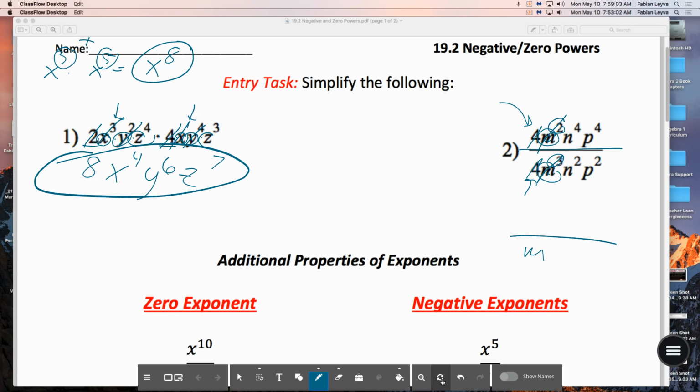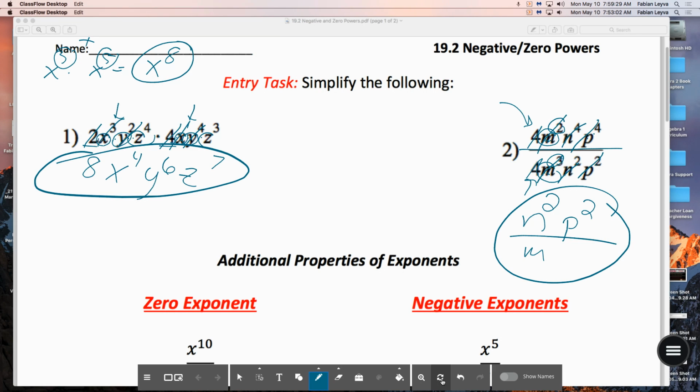And if you know that rule, you just repeat it over and over again. Notice you have 4 n's in the numerator, 2 n's in the denominator. There's more n's in the numerator. Now I have to do the math. 4 minus 2 is a positive 2. And you just keep going. There are 4 p's on top, 2 p's in the bottom. So that means you're going to have p's on top. And then 4 minus 2 is a positive 2. And that is all you have to do to simplify those ones.